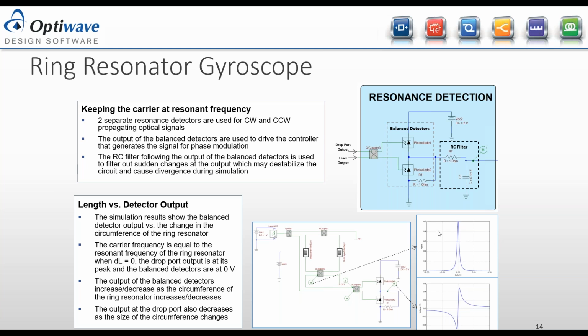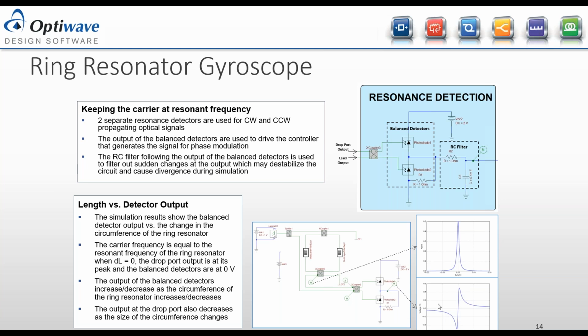The plot shown is the result from the drop port. The x-axis is the length. As the length is either increasing or decreasing, we're going off resonance at a constant frequency. And the output of the cross coupler combined in the photodiode is giving us our error signal. Now, if we start in the middle where there's no difference in length, then our error signal is 0. Then you can see that our error signal is increasing as the effective length is changing due to the Sagnac effect.